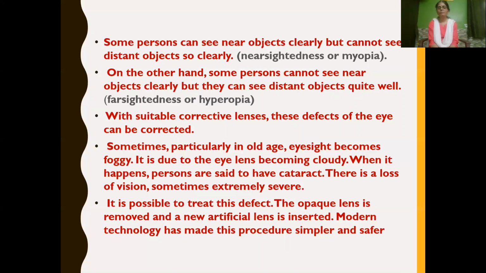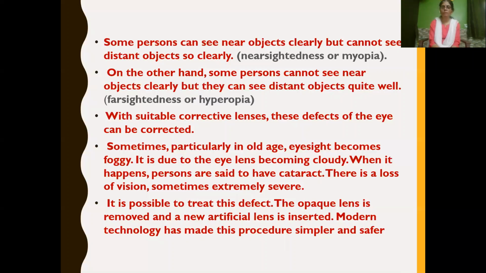And sometimes, particularly in old age, the eyesight becomes foggy, because the lens of the eye becomes cloudy. When it happens, the person is said to have cataract. That condition we call cataract. I mean, there is loss of vision, and sometimes it is extremely severe.